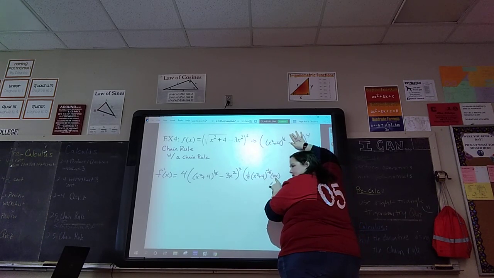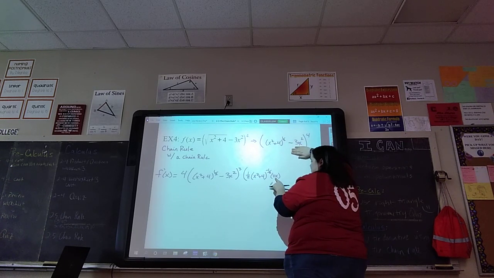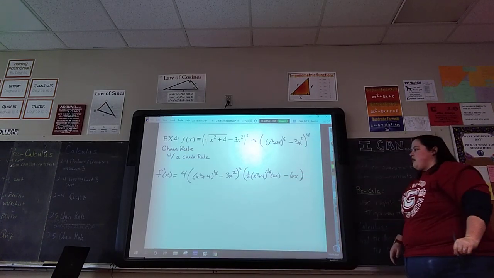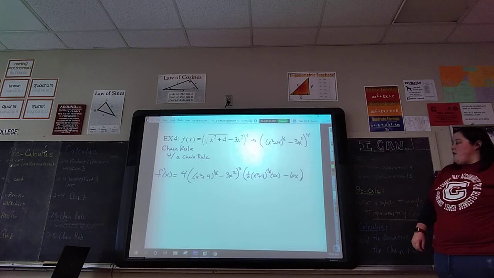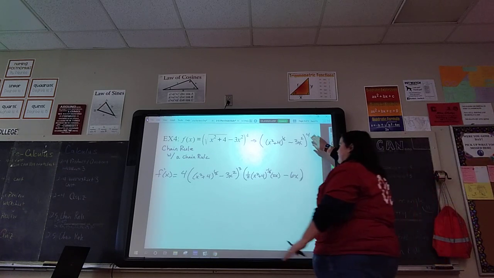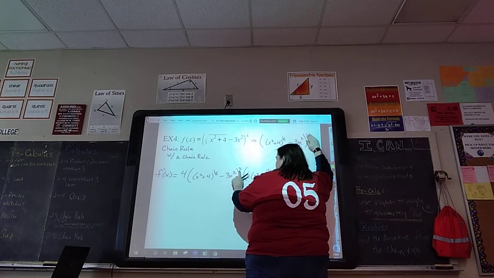Everyone get where that came from? So then we also have to take the derivative of this, which is not a chain rule. That's just 6x. So just behind this I'm going to put 6x. What about the 4? The 4 moved out in front, inside stuff did not change, it's now to the 3rd power.